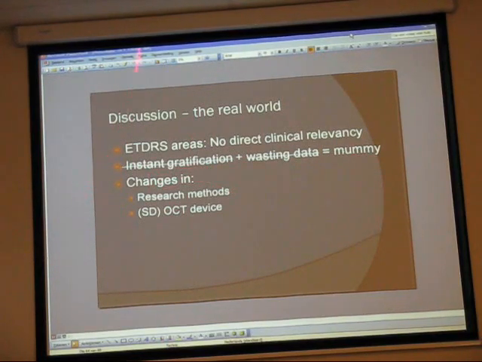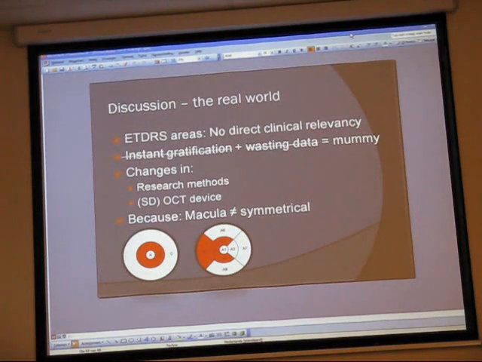And although there are no direct clinical conclusions you can draw from this study, it does suggest that changes could be made in the research methods that apply to research in the macula, and also changes made in the OCT device, the SD-OCT device, because as this study has shown, the macula is not symmetrical in all respects, as you can see here.